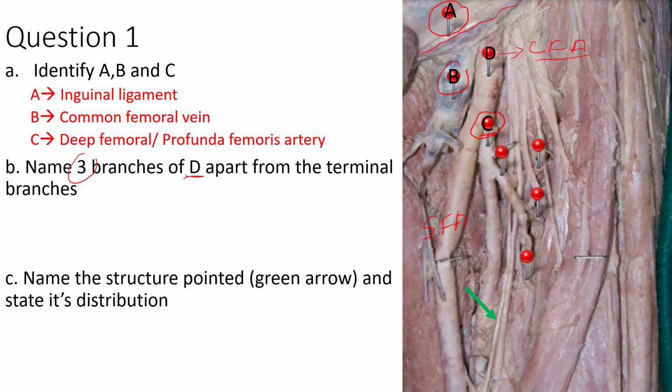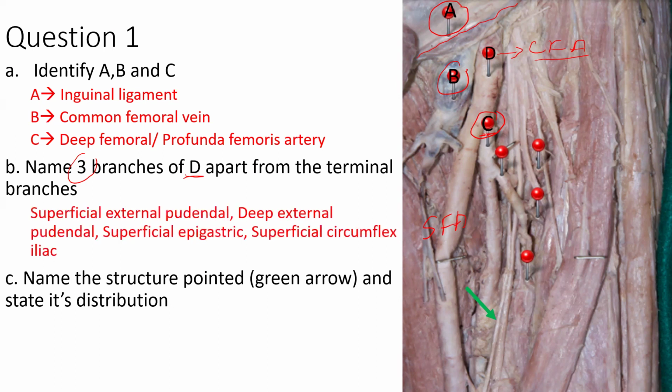So what are some branches apart from those terminal branches? Within the femoral triangle, the common femoral artery gives rise to various arteries, and these include the superficial external pudendal artery, which, as the name suggests, proceeds to the groin. Also, the deep external pudendal, which also proceeds to the groin. Then the superficial epigastric artery, which takes an upward course towards the umbilicus, and the superficial circumflex iliac artery, which takes a course towards the anterior superior iliac spine to participate in what is known as the iliac anastomosis.